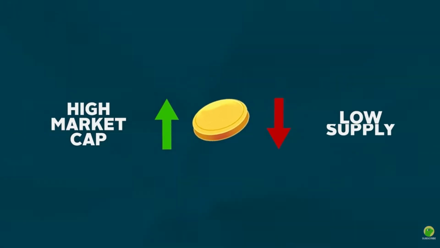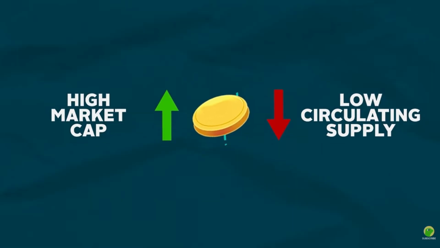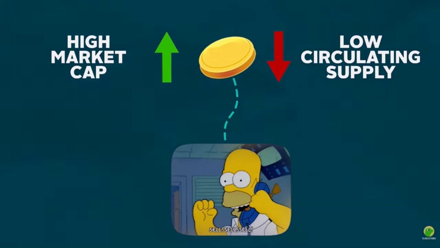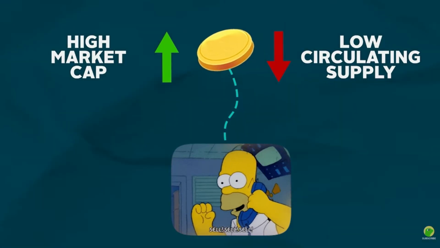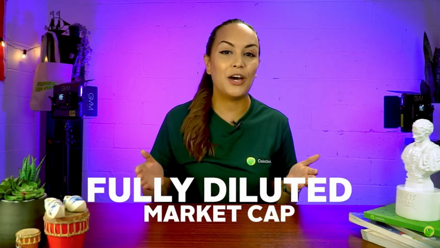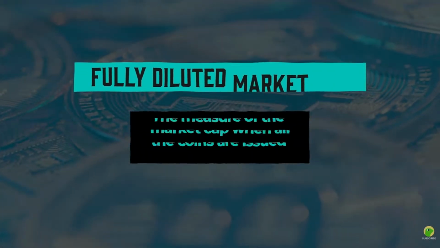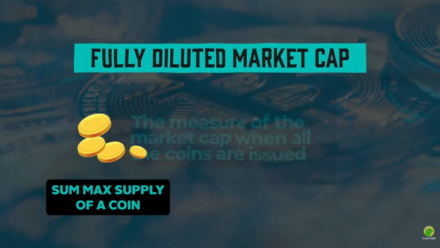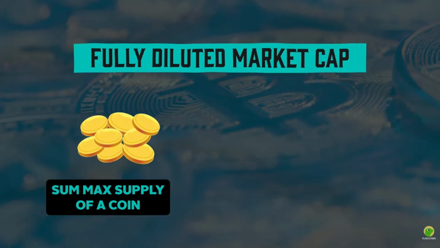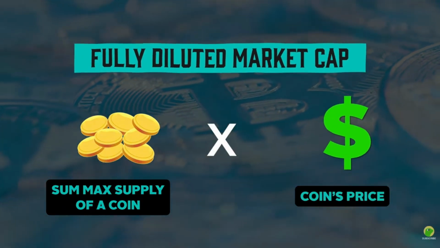A token with high market cap but low circulating supply, for instance, can be subject to high selling pressure in the future, especially when there are aggressive vesting schedules lined up. On the other end of the market cap spectrum is the fully diluted market cap, which is the measure of the market cap when all the coins are issued. It is calculated by multiplying the sum of the maximum supply of a coin by the coin's current price.